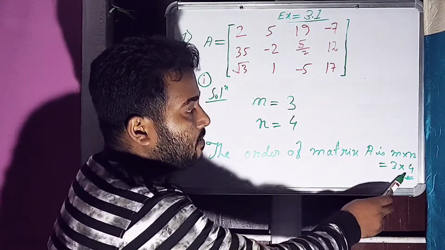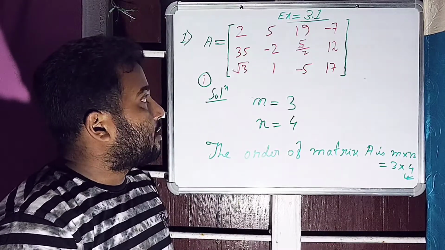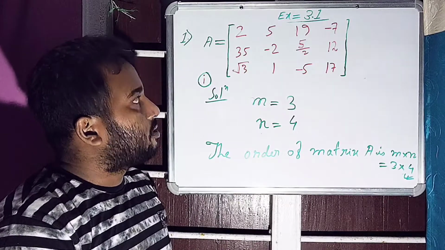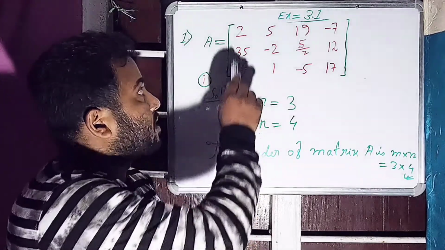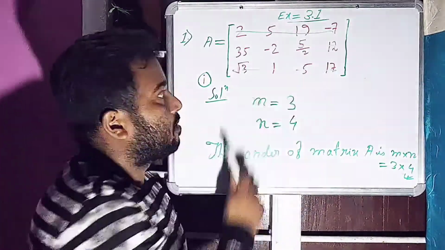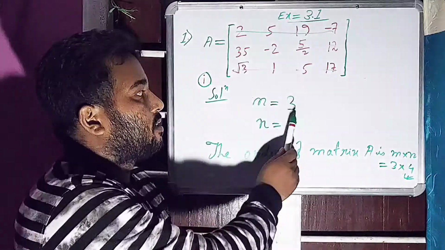The order of the matrix is 3 by 4. So let us repeat again. To find the order of a matrix, at first we have to find the number of rows and number of columns. So the number of rows here is 1, 2, 3. So the number of rows m is equal to 3.